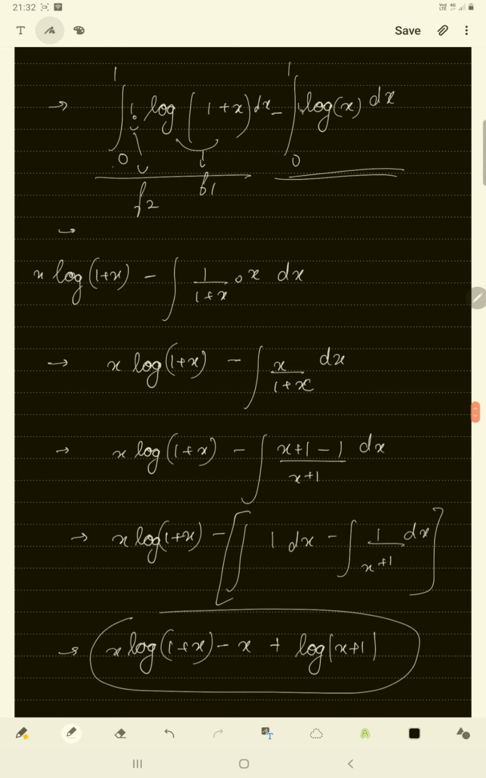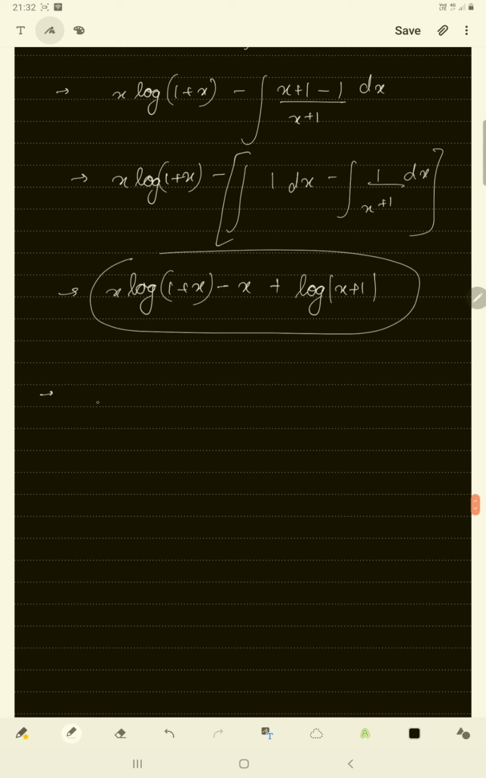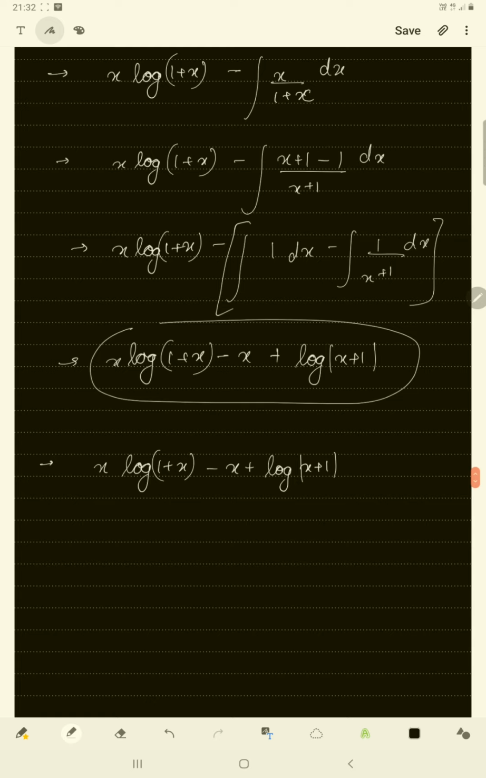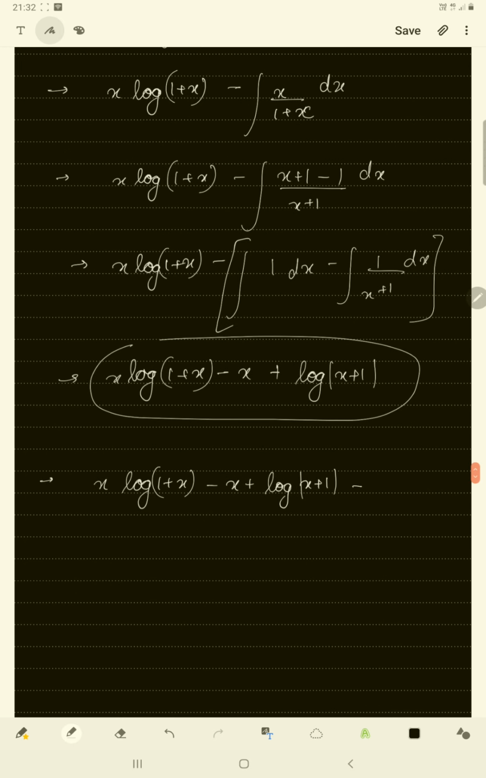We know the integration of this term because it is very easy. So we can write it as x log x minus x. I'm going to write it as x log of 1 plus x minus x plus log of x plus 1, and we have a minus sign in between, so x log x plus x, from 0 to 1.